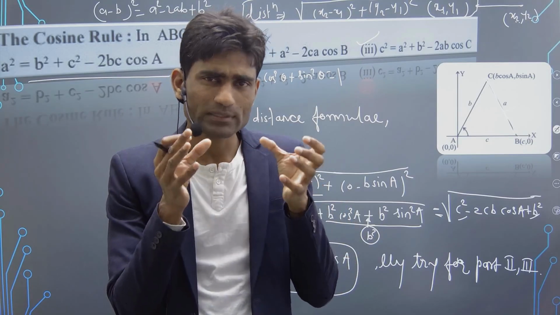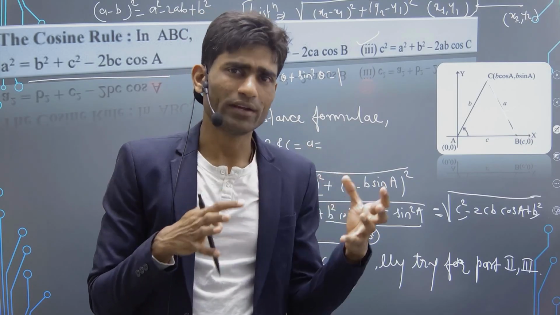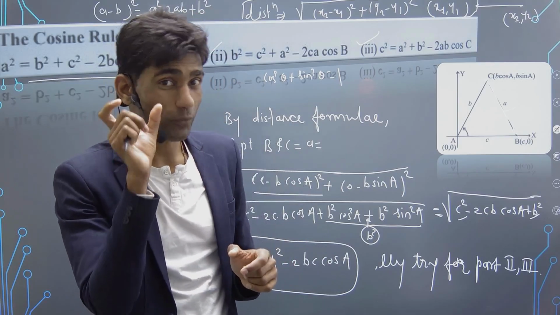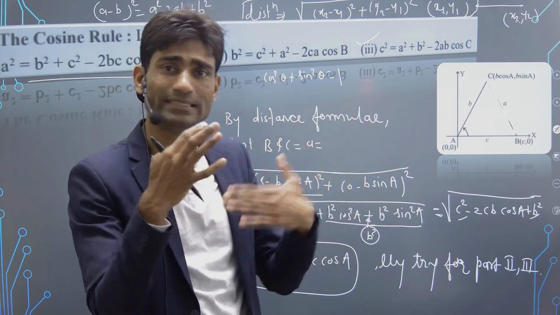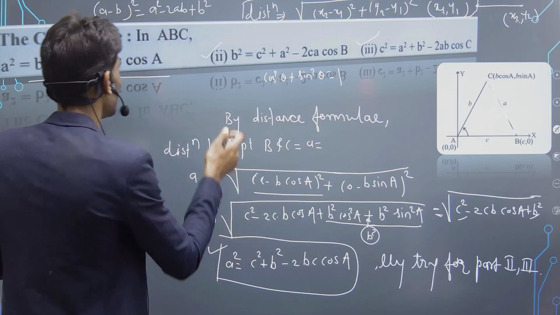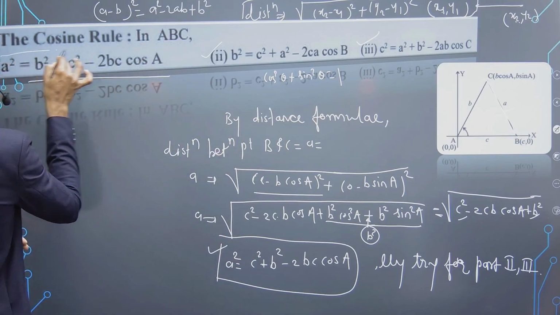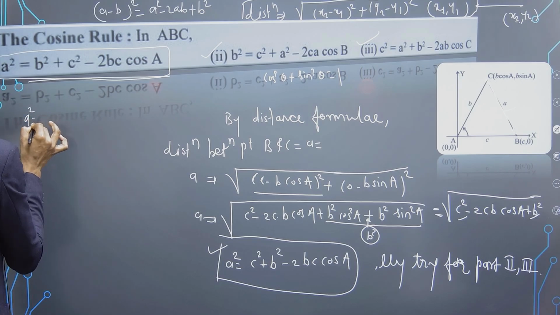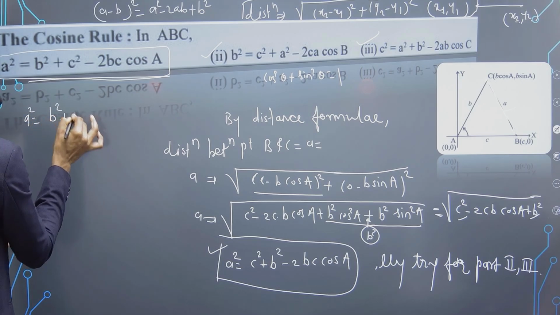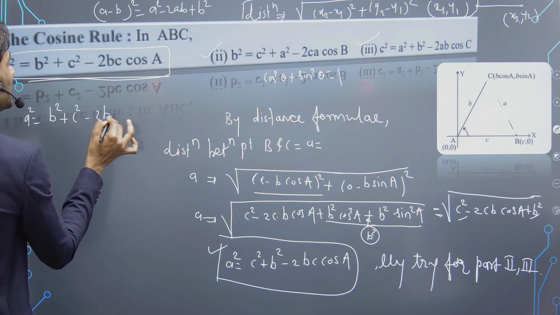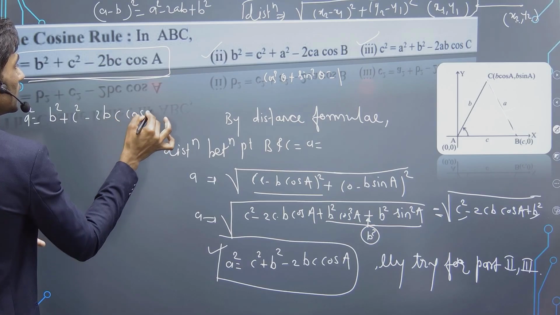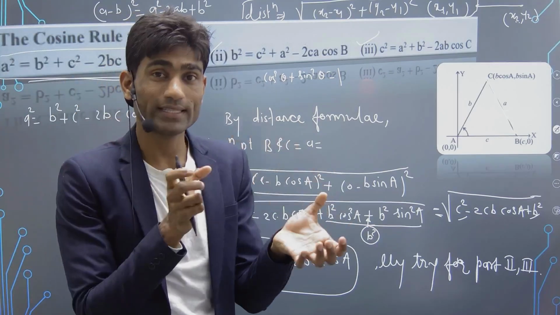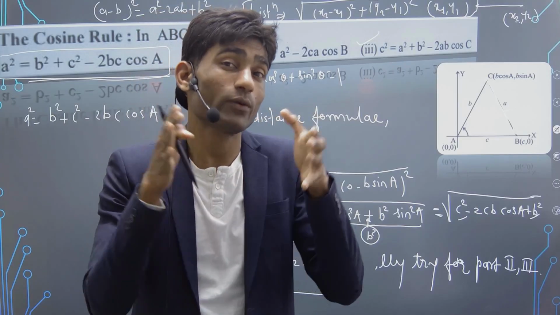Now let's make some adjustment of terms in our identities, so you will get the value for theta. For finding theta, we will adjust these terms. How can we adjust our first identity? Here we can see a square is equal to b square plus c square minus twice of bc cos a. We want the value for theta, which means we want the value for cos a.